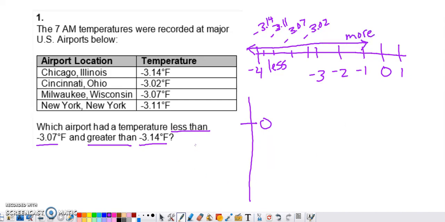So we're looking for a temperature that is less than negative 3.07, so less than this guy, and greater than this guy. And since there's only one guy in between, your answer is going to be New York, New York, at a temperature of negative 3.11 degrees Fahrenheit.